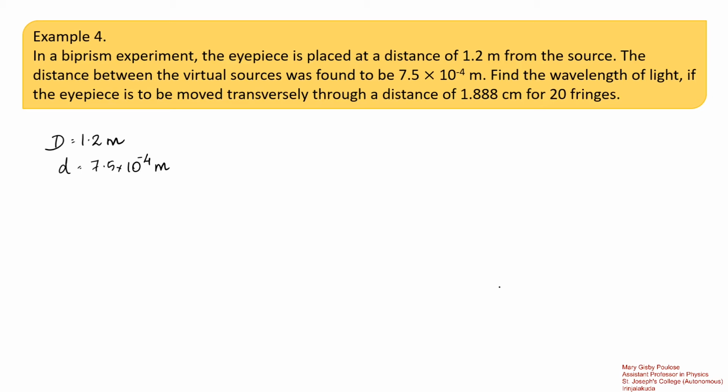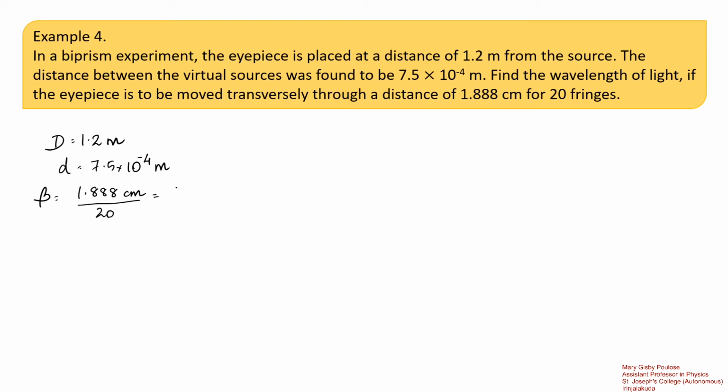Now find the wavelength of light if the eyepiece is to be moved transversely through a distance of 1.888 centimeters for 20 fringes. So the last line implicates the fringe width. The distance moved for 20 fringes is 1.888. So from the expression of beta, we have the width of 20 fringes divided by 20. So the width of 20 fringes is 1.888 centimeters divided by 20.